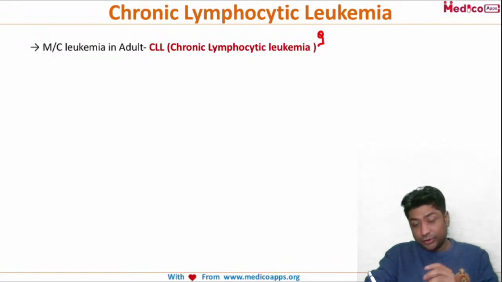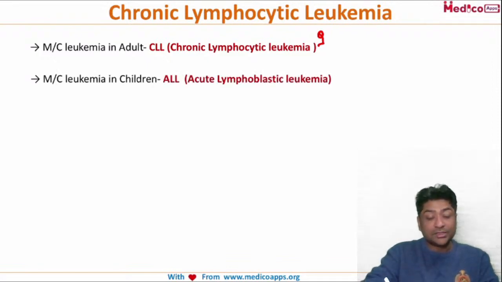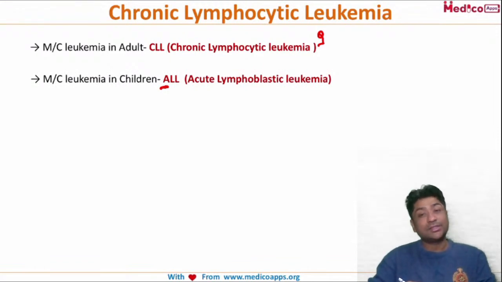Another related question which you should know is: what is the most common leukemia in children? Again, it is a lymphocytic leukemia, but it is not the chronic, it is the acute lymphoblastic leukemia. So most common leukemia in adults, remember CLL; most common leukemia in children, it is ALL.